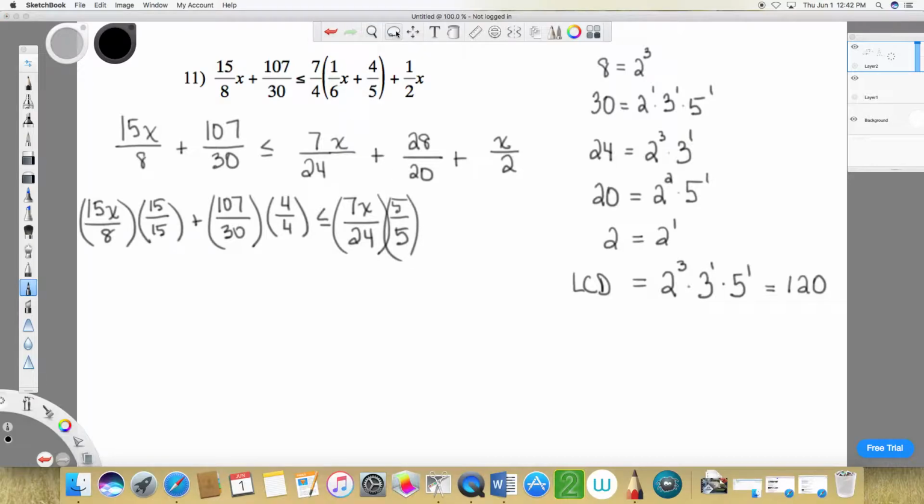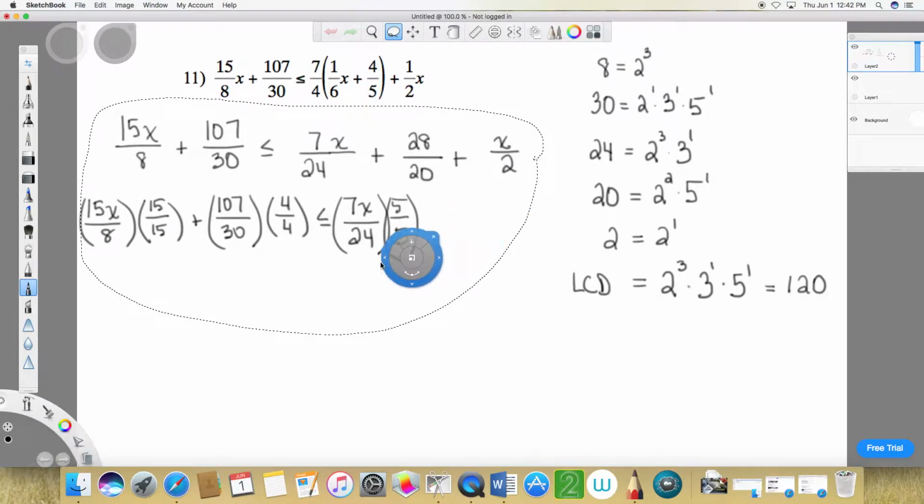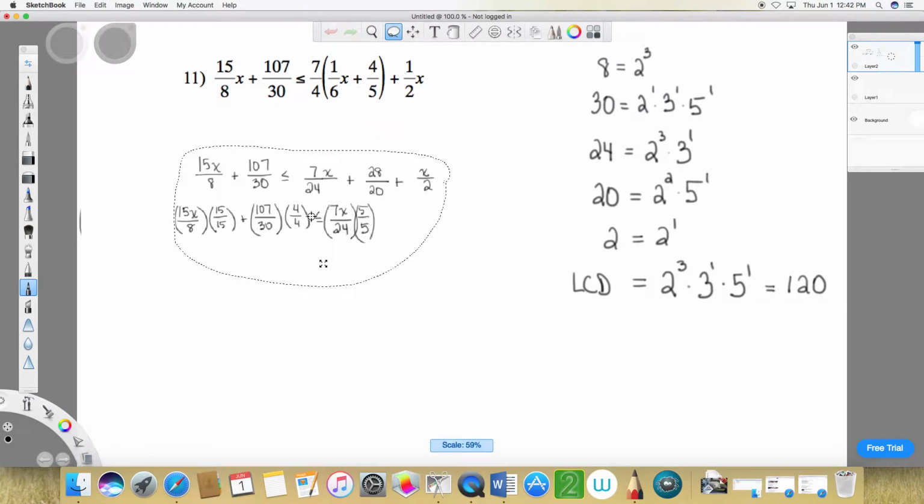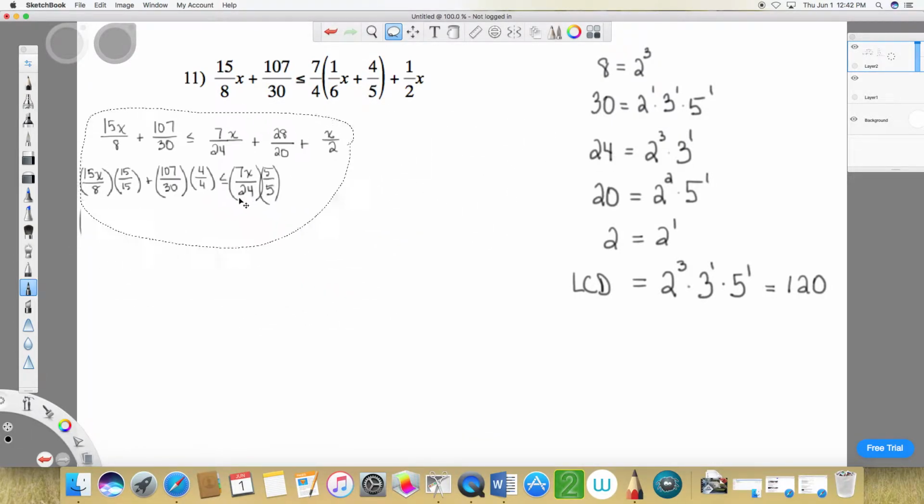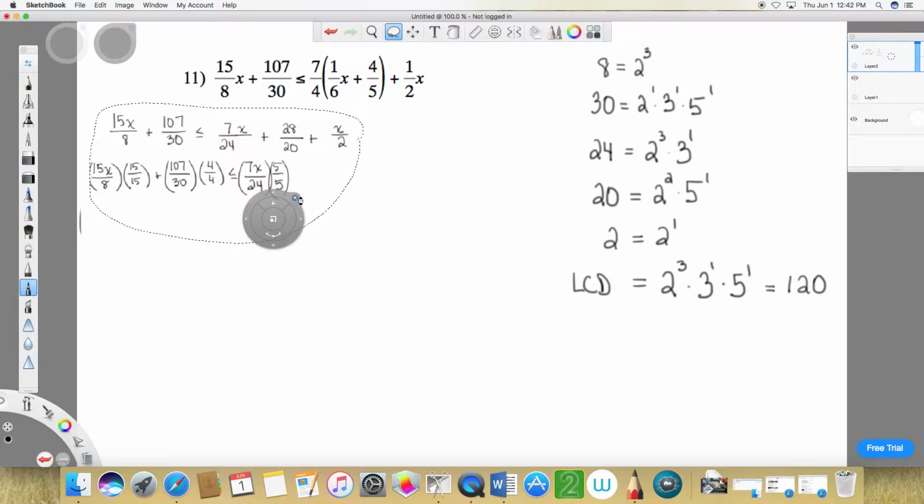Now I need to shrink this up a little bit. All right, let's go back to the 28 over 20.